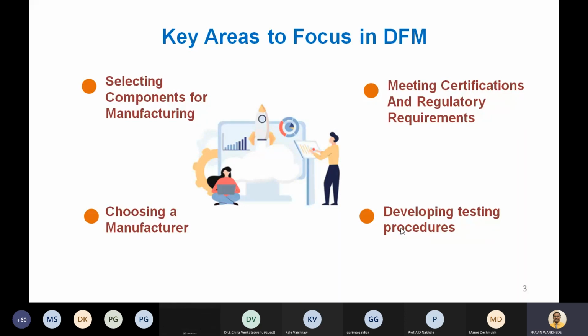Planning for all the certification is very important in design for manufacturing, because it is going to influence component selection. There may be components available in the market which already have the required regulatory certification. So why think about it at the end of product development? You have to start at the start of your product design and development itself, because it will reduce your time to market.